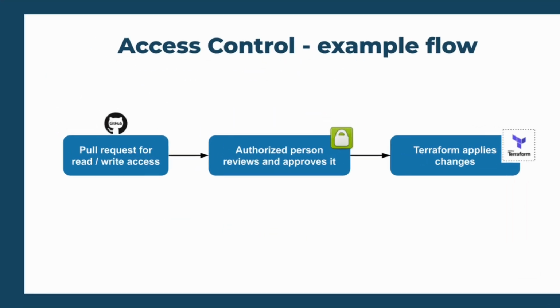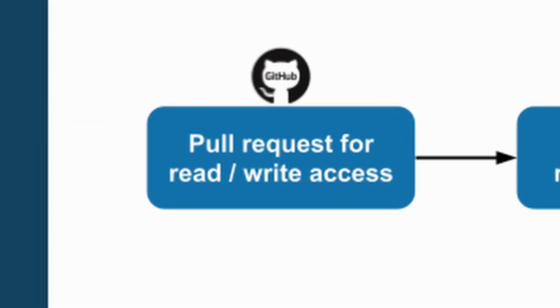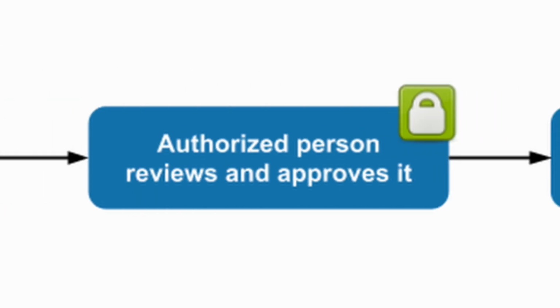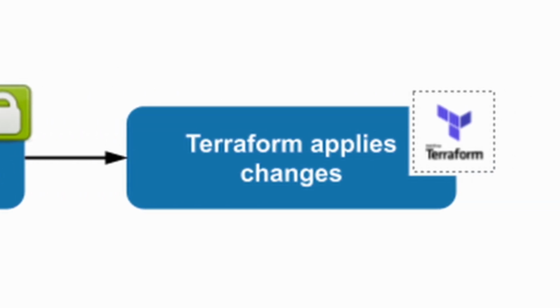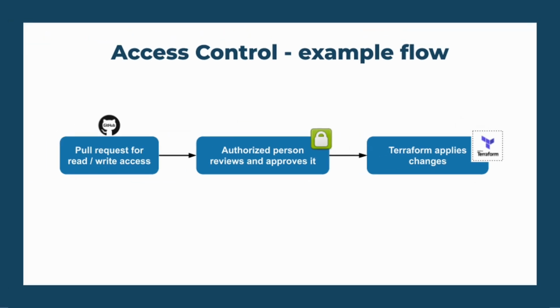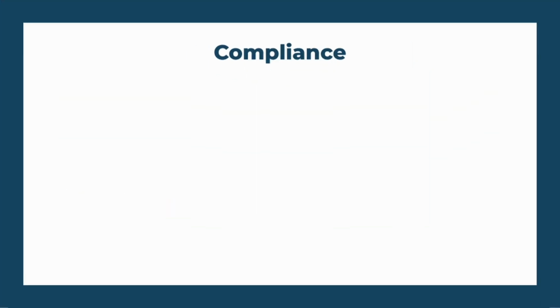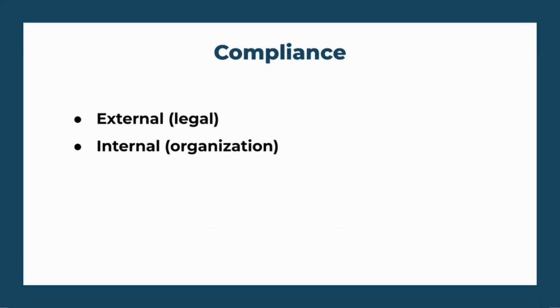In this example, users request access to specific topics via pull requests, which are then reviewed and approved by an authorized person. After merge, the changes are propagated to the platform by Terraform. This process not only enhances security, but also provides transparency, creating an audit trail of who was granted access and who approved it. Compliance with both external regulations and internal policies is another key aspect of governance.